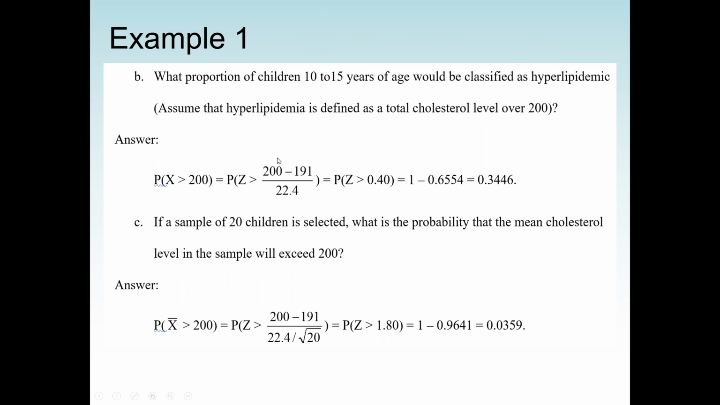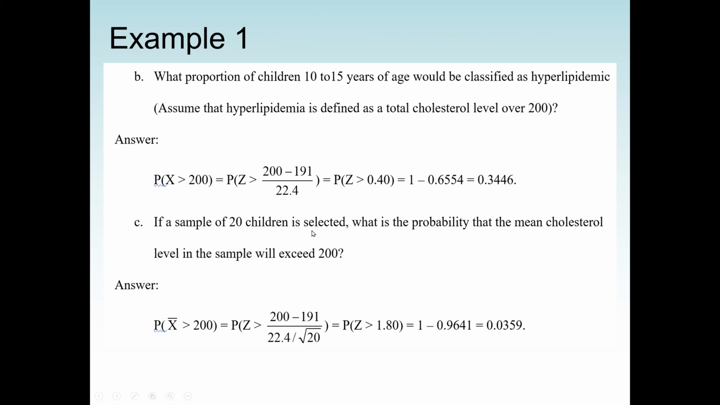Okay, we use the 200 to find our Z. So it will be 200 minus the mean 191, divided by the standard deviation. And our answer was 0.40. So when we look at the table, 0.40 gives us 0.6554 for the probability. But because it's greater, that means we have to go to the right. The answer we get from the table is from the left to the value, so we have to subtract it from 1, and that will give us 0.3446.